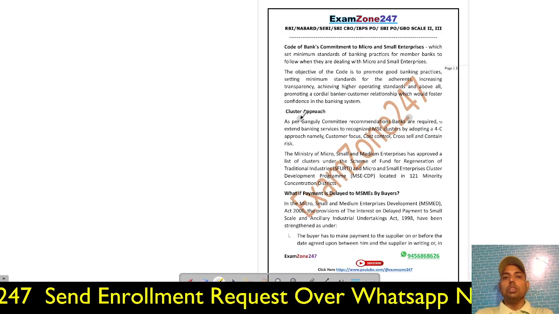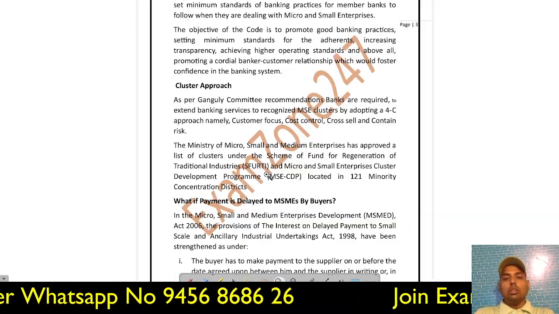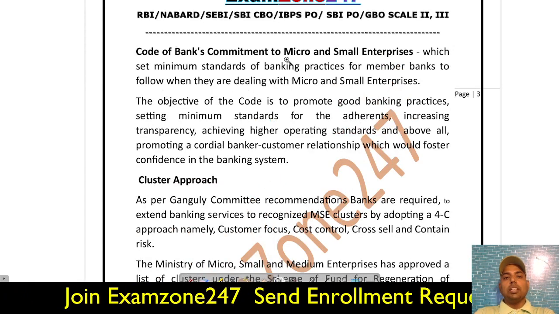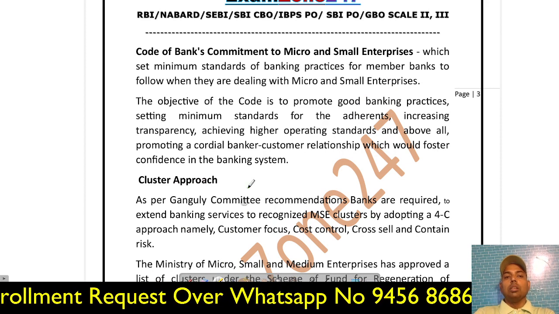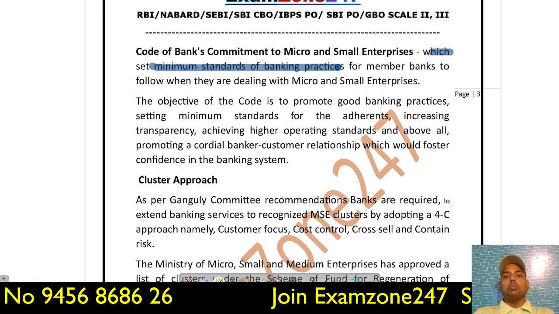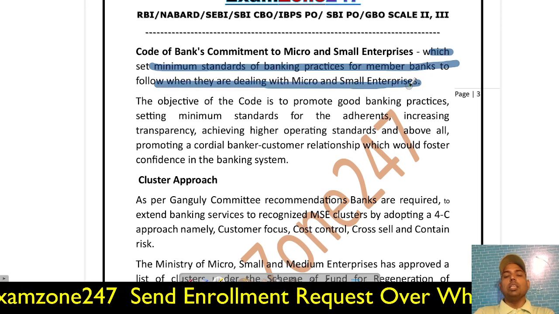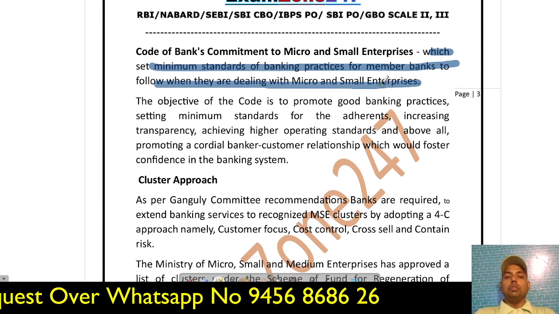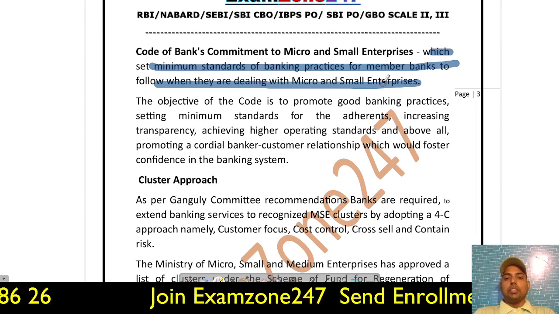Now let's zoom this. Code of commitment, code of banks' commitment to micro and small enterprises, which sets minimum standards and practices for member banks to follow when they are dealing with micro and small enterprises. A minimum set of standards which the banks will be following while dealing with micro and small enterprises.